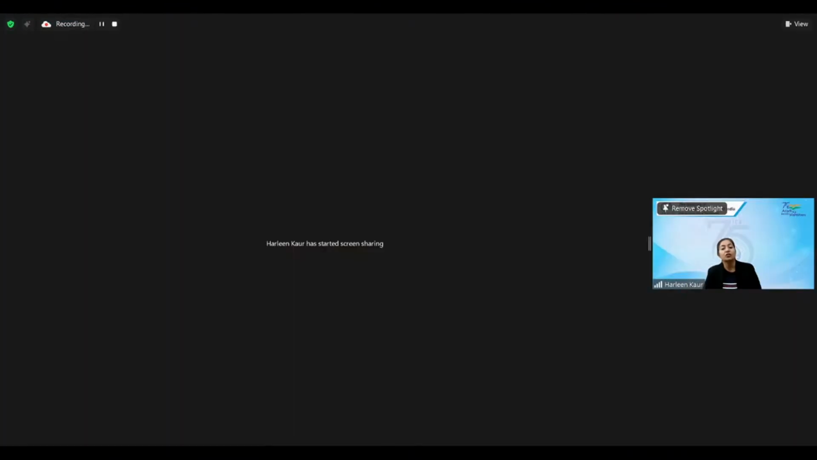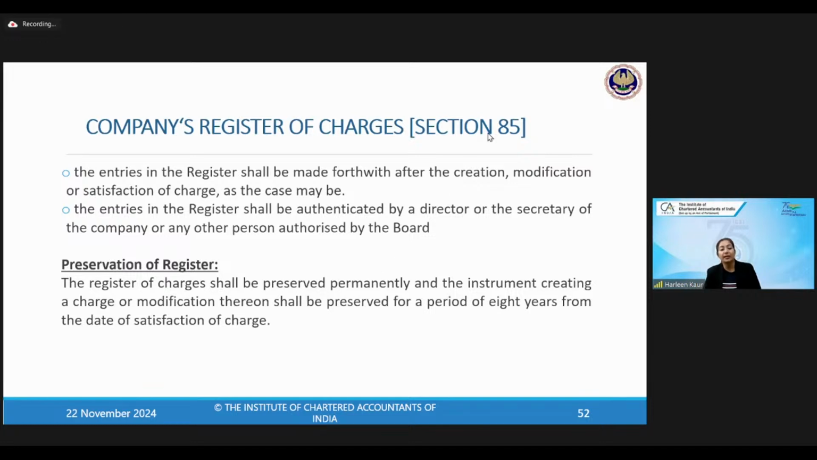So the register of charges is one of them which has to be preserved permanently, and the instrument and modification of the charges for a period of 8 years. Whatever instrument, the document which the charge holder and the other person has signed, shall be maintained for the period of 8 years. Okay.